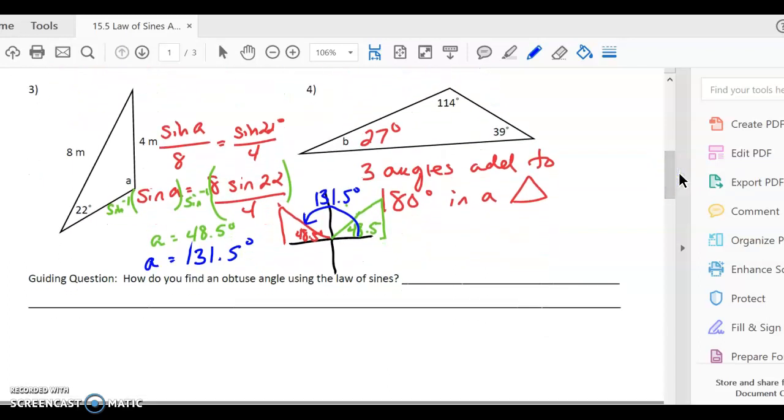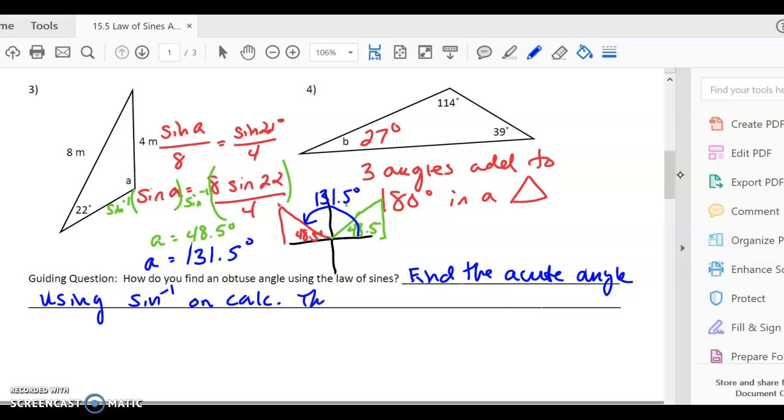So the guiding question: how do you find an obtuse angle using the law of sines? And the answer is, you find the acute angle using the inverse sine on the calculator. Then you find the supplement.